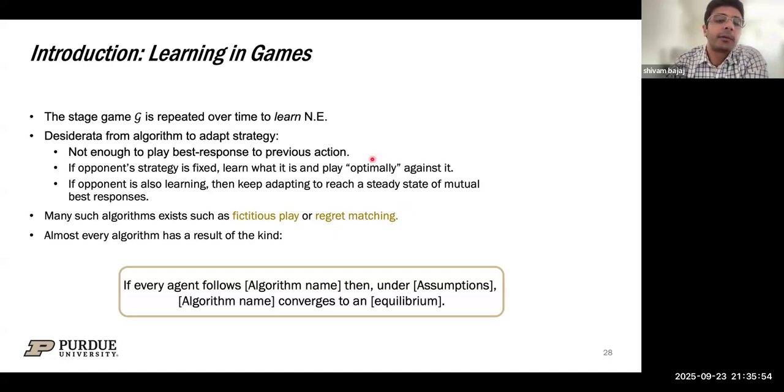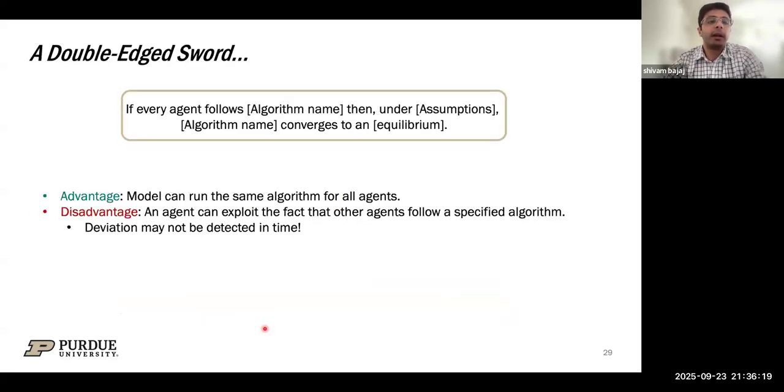Now, almost every algorithm in the literature has a result of the kind that if every agent follows the same algorithm, then under certain assumptions, the algorithm converges to an equilibrium. An example of this would be if every agent follows fictitious play, one of the classical algorithms, then under assumptions such as a two-player zero-sum game, fictitious play converges to a Nash equilibrium.